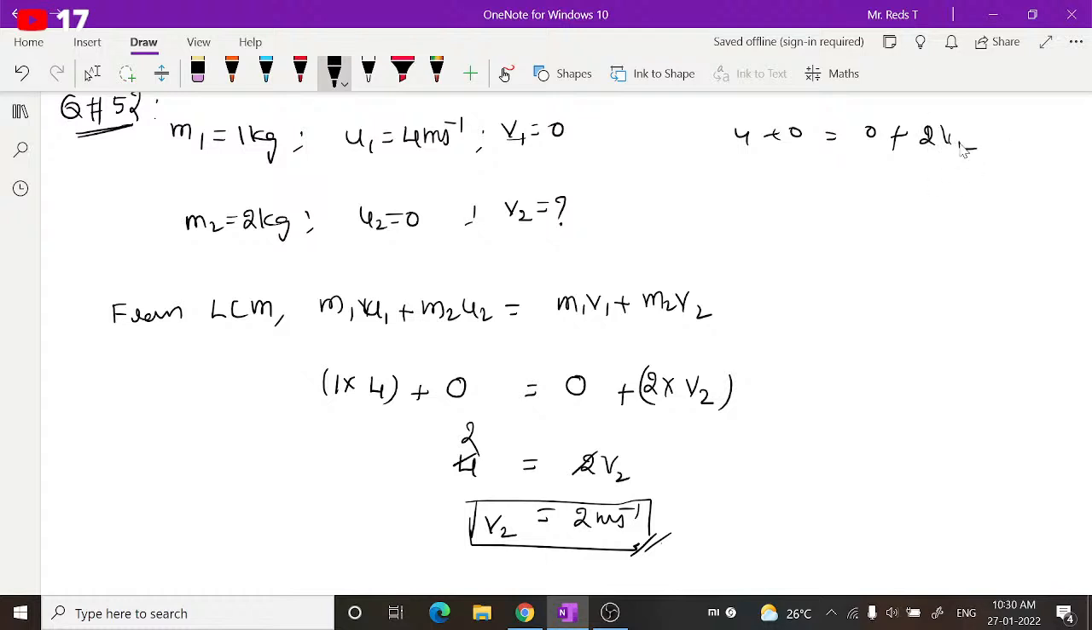You have to just directly calculate this, and write it as 2 v2 equal to 4. So v2 is equal to 2. Just within 10 seconds you should be able to work it out this way, so that you can save time and do it quickly.